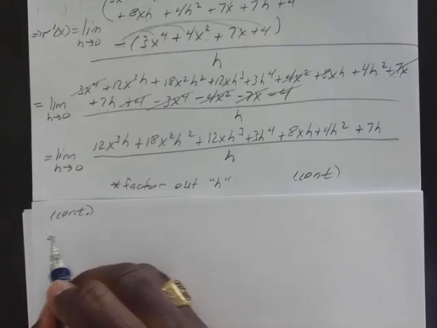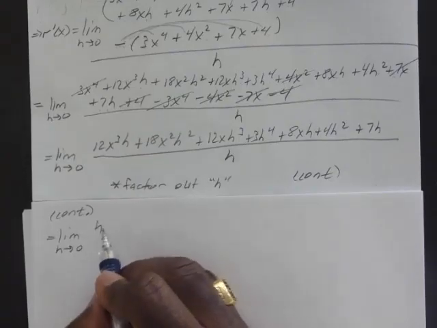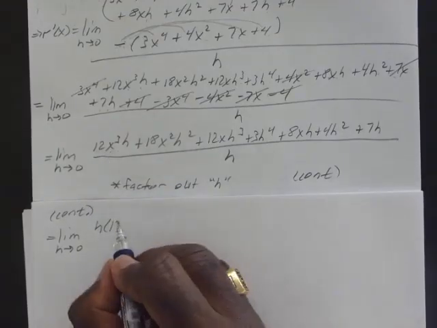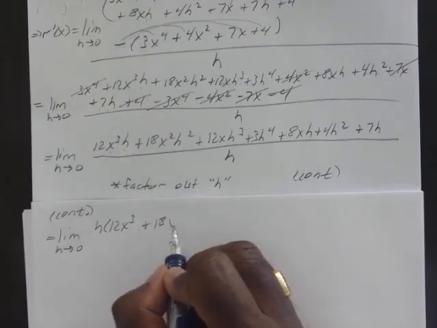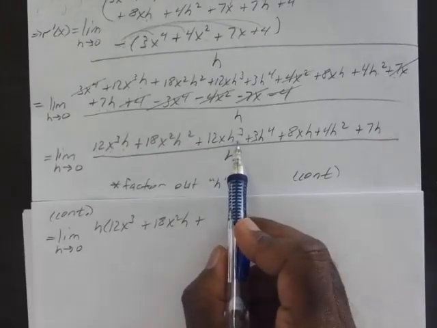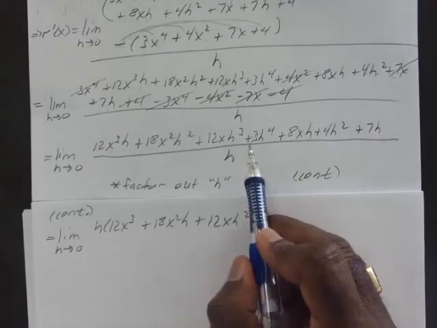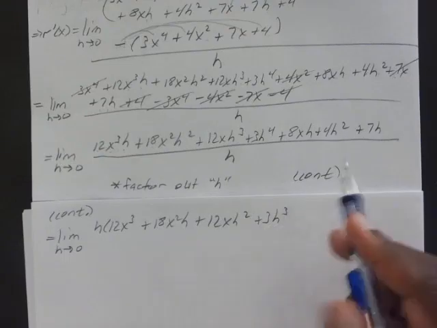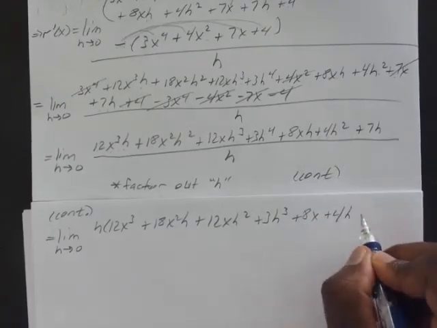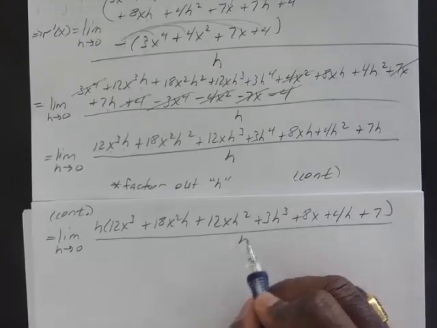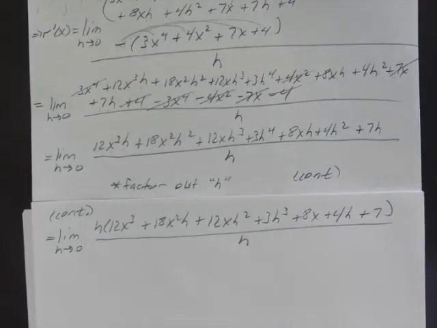So if we factor out an h, that leaves us with the limit as h approaches 0 of h times 12x to the third power, because we factored out the h, plus 18x squared h plus 12x times h squared plus 3h to the third power plus 8x plus 4h plus 7, all divided by h. These two h factors cancel each other out.